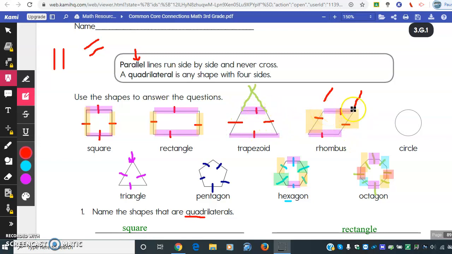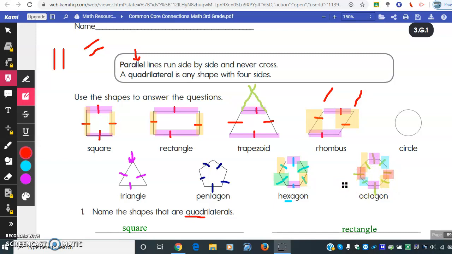The rhombus had a purple pair of parallel lines and a yellow pair. And our hexagon and our octagon had lots of pairs. We had the top and the bottom, we had this side and this side, and we had this side and this side all running parallel, because if you look at the lines, they're going the same way. The octagon had even more. The octagon has a parallel top and bottom. The top and bottom run the same way. The two sides run the same way. This side and this side go the same way, and this side and this side go the same way.